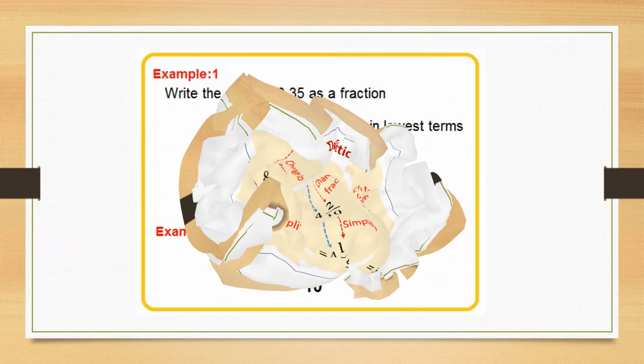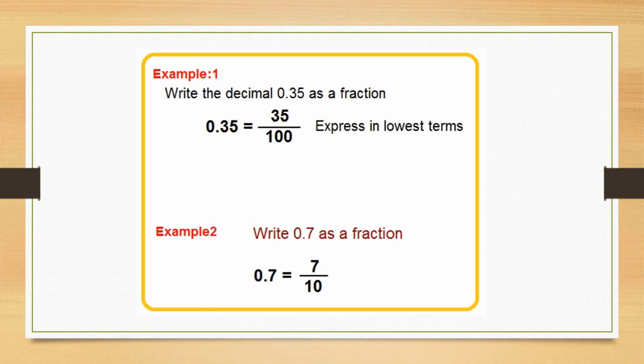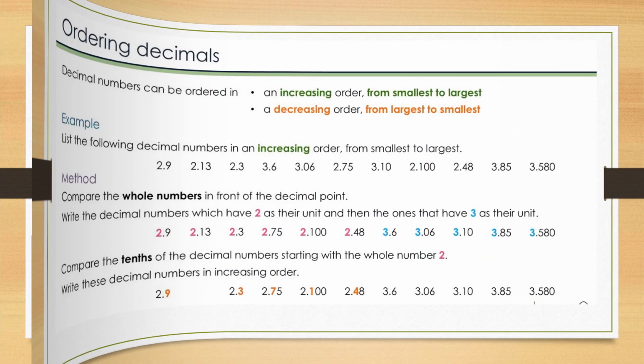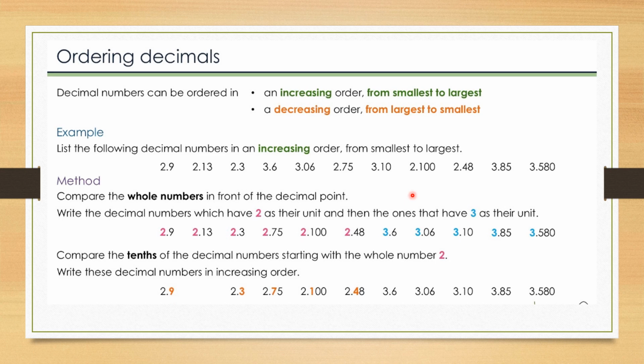Now practice this to express them in the lowest terms and to convert them into decimals. This is the ordering of decimals. There are a few numbers. You have to arrange them from the smallest to the largest. So what is the first rule? First, arrange the whole numbers in order. So 2 is the smallest, 3 is the biggest. Now the numbers are not arranged, you have to arrange them.